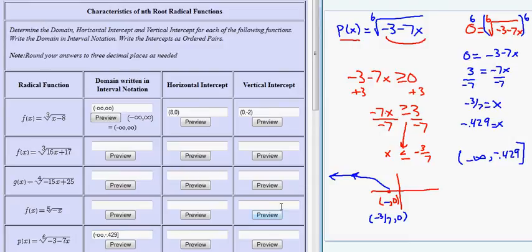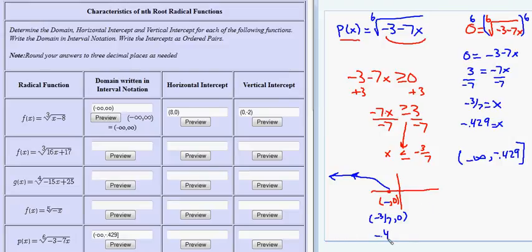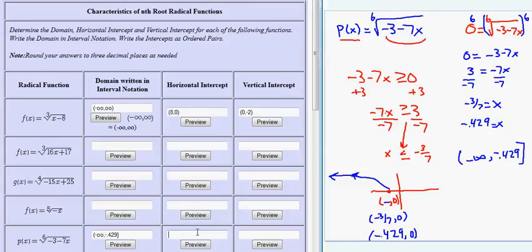My horizontal intercept was negative 3/7, comma 0, but remember negative 3/7 to 3 decimals was negative 0.429. So written as an ordered pair, that is the answer we want you to write in MathAS. And with point notation, you always use parentheses, negative 0.429. This is not interval notation, this is point notation. Negative 0.429, comma 0. So you always use parentheses.